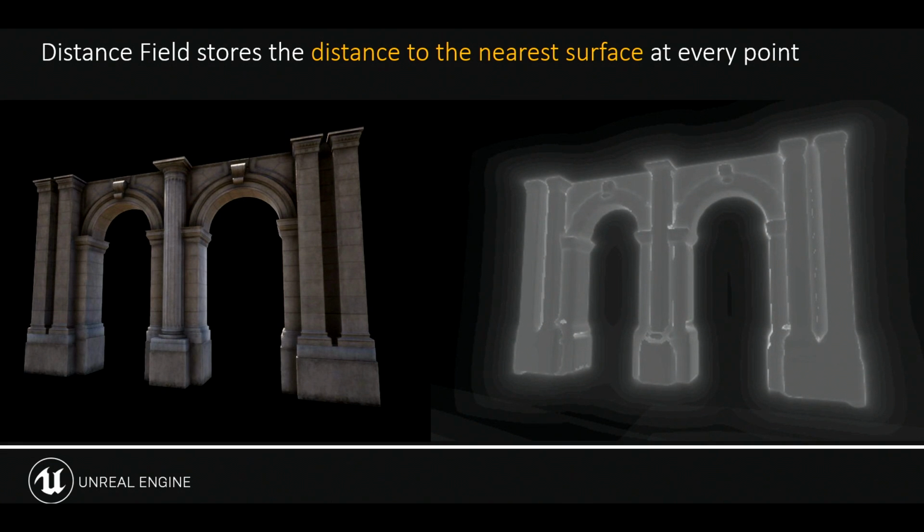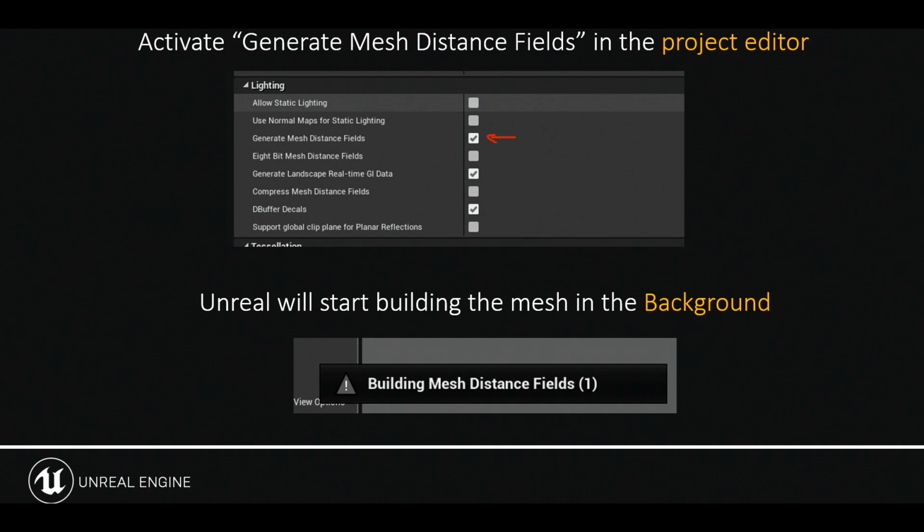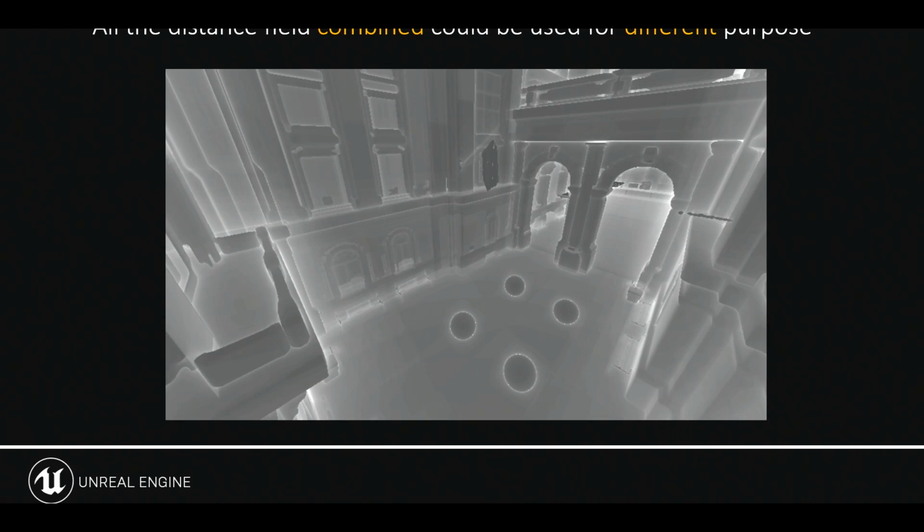So what is a distance field? Distance fields store the distance to the nearest surface at every point. They are stored in each asset. To do that, you go into the project editor and say, generate the distance field for each asset. And then you're going to start to see Unreal Engine building those distance fields for each asset. When it's built, they are stored in each asset, and you don't have to rebuild them every time you open the engine. You just save with the asset.